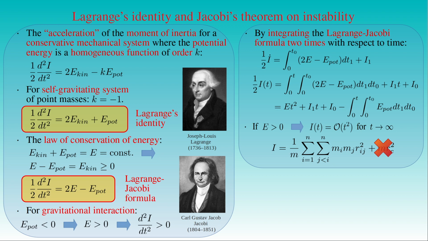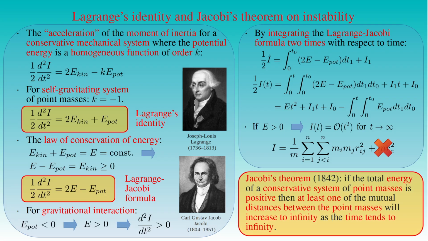After the introduction of the Lagrange-Jacobi formula, Jacobi developed the stability criterion for n-body systems based on this result in his lectures on dynamics delivered in 1842. His theorem states that if the total energy of a conservative system is positive, then at least one of the mutual distances between the point masses will increase to infinity as the time tends to infinity. In general, this theorem on the stability of systems of gravitating bodies with non-negative energy states that some of the inter-particle distances either become indefinitely small or grow to infinity, that is, the system of point masses is unstable and it must disintegrate.